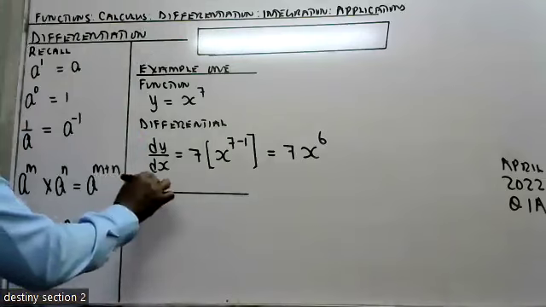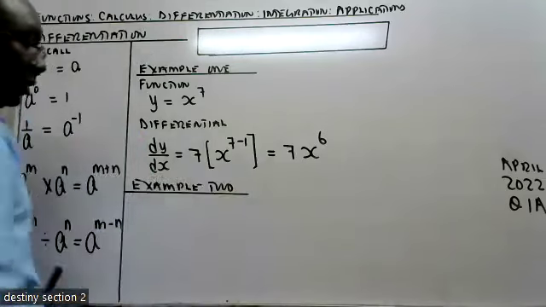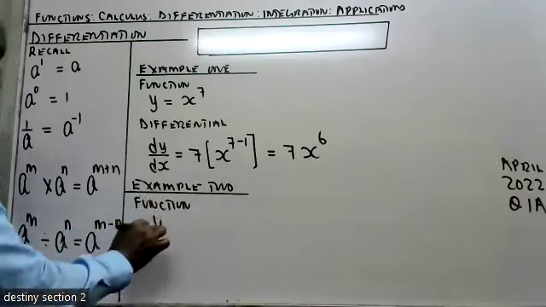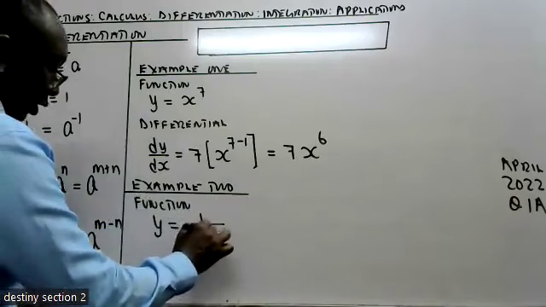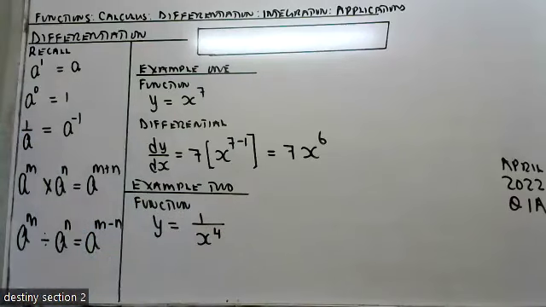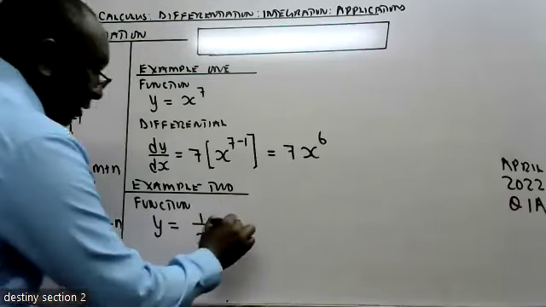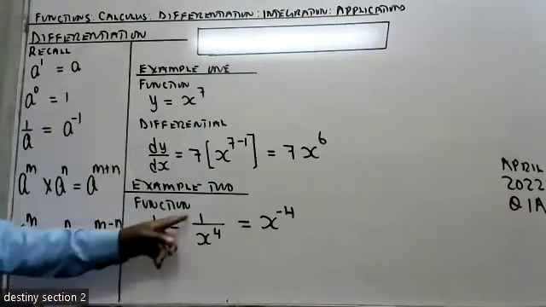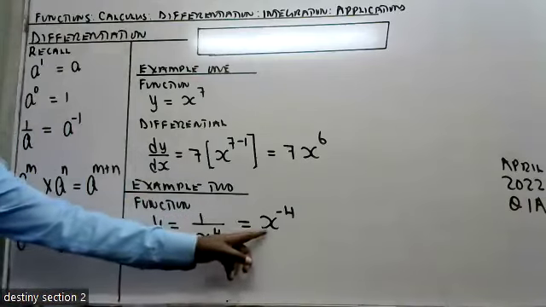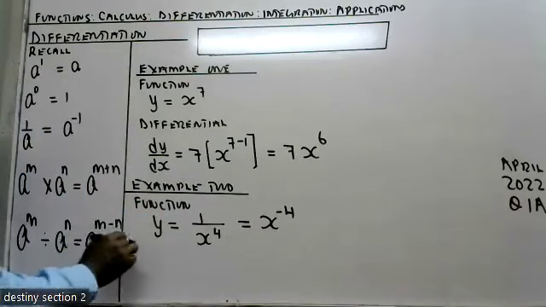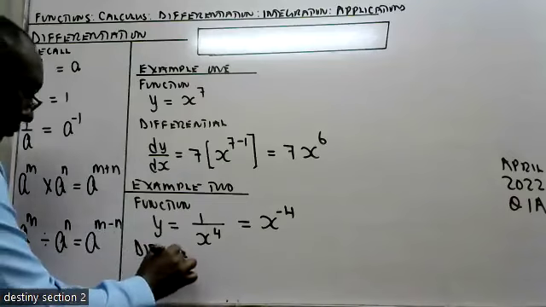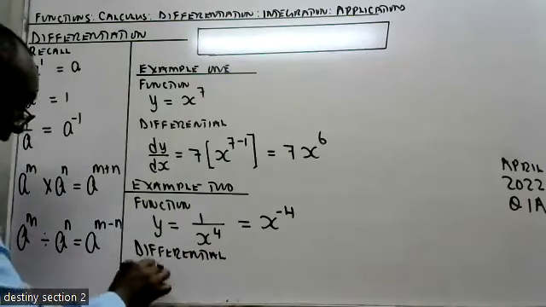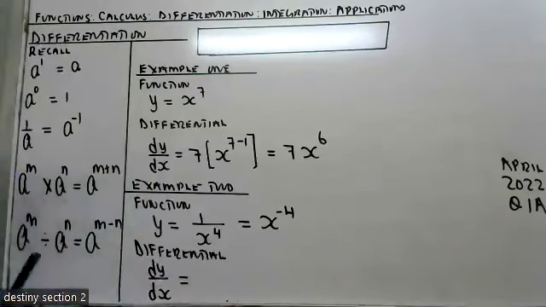Example 2. If they give you a function that y is equal to 1 out of x raised to the power 4, remember this is the same thing as x raised to the power minus 4. The differential of that is dy dx.